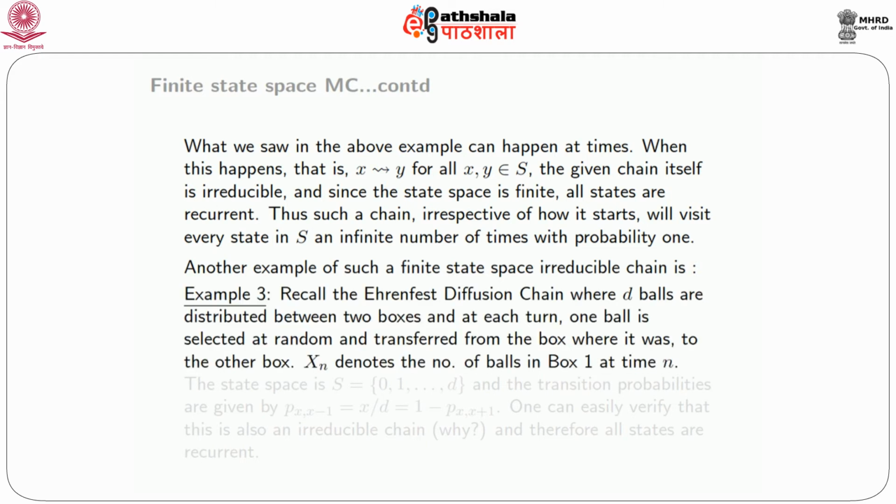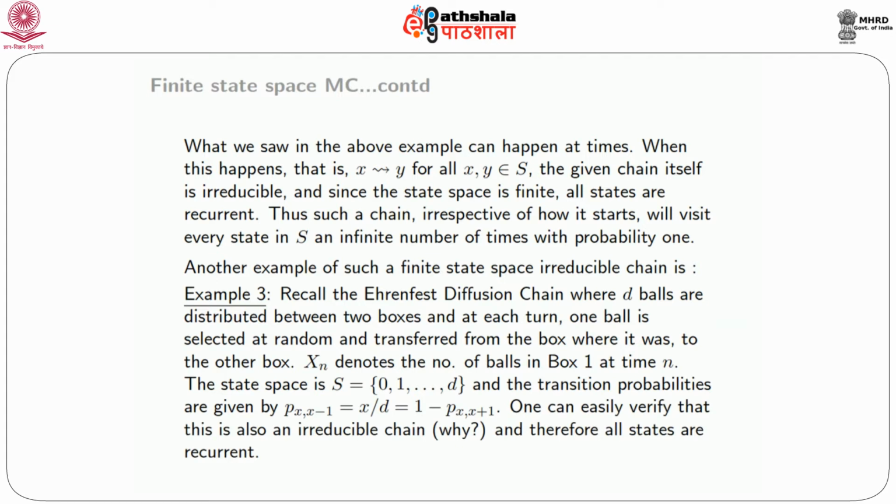Recall the definition of the Ehrenfest diffusion chain, where d balls are distributed between two chambers of an urn, and at each turn one ball is selected at random and transferred from the chamber in which it was to the other chamber. Let Xn denote the number of balls in chamber 1 at time n. Here the state space is 0, 1, 2 up to d, and the transition probabilities, as we have already seen before, are given by p(x, x-1) is x over d, and p(x, x+1) is 1 minus x over d.